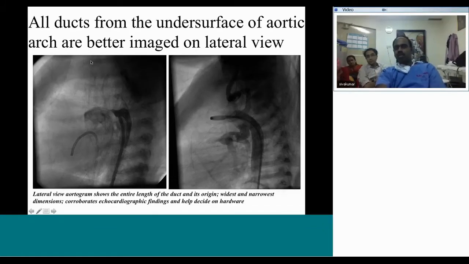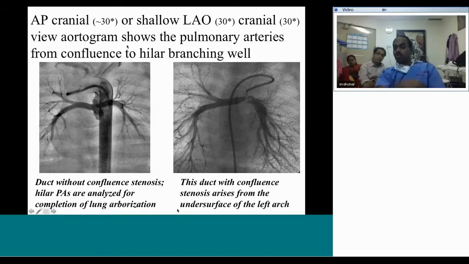Third step, angiographic details. If it is a usual PDA, this PDA is better dealt with on lateral view. You will be able to identify the origin to insertion. So any usual PDA, vertical PDA, tortuous PDA, all these things are better delineated on a strict lateral view. You also sometimes will do another view because you need to know the pulmonary arteries also. An epicranial or a shallow LAO cranial will be very useful to identify size and arborization of the right and left pulmonary artery. So this is an epicranial or LAO cranial projection, shallow LAO cranial.